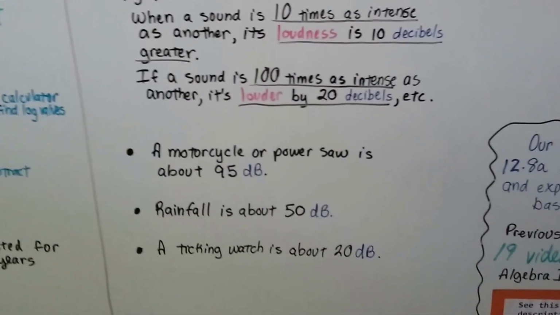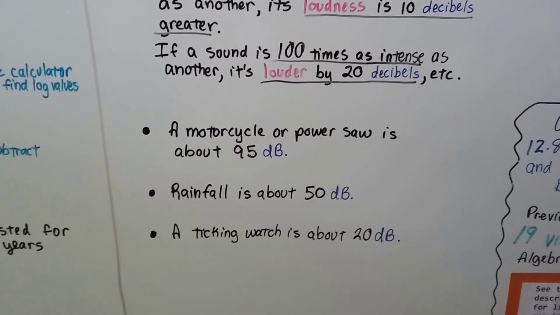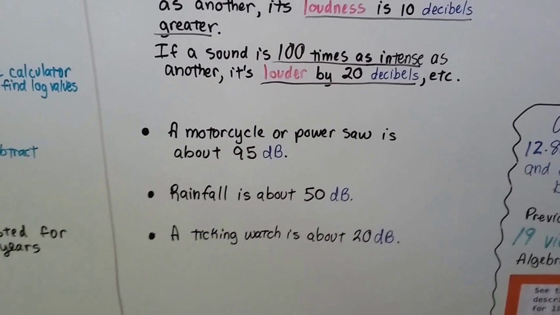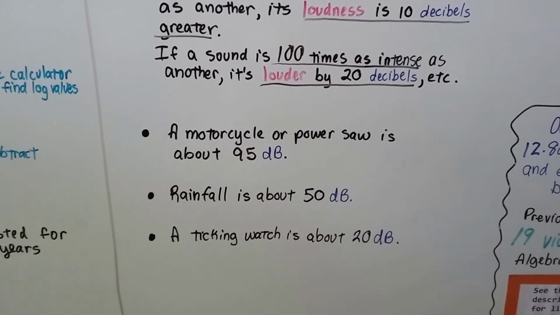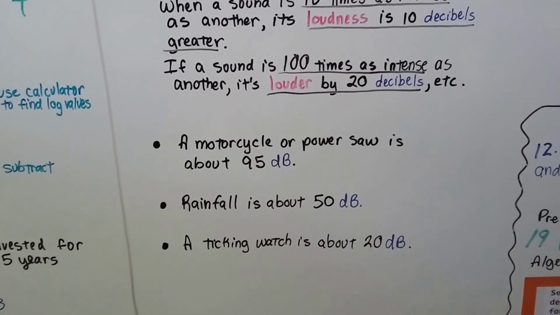So a motorcycle or power saw is about 95 decibels. Rainfall is about 50 decibels, and a ticking watch is only about 20 decibels. All right, so that'll give you a rough idea of the intensity of sound.